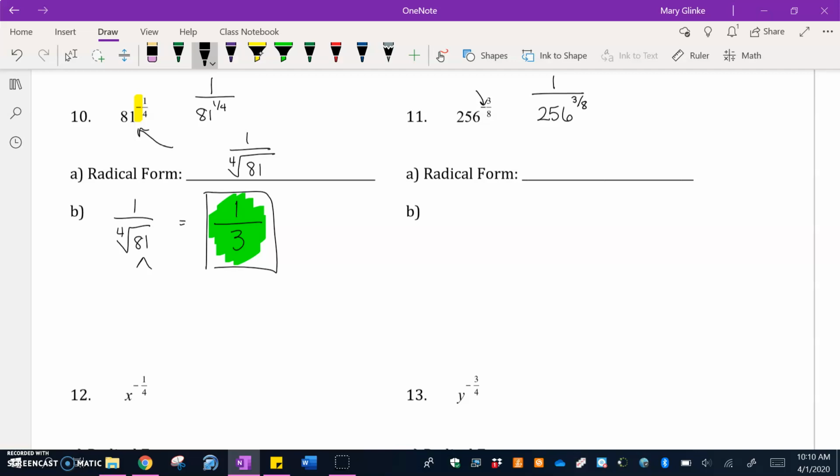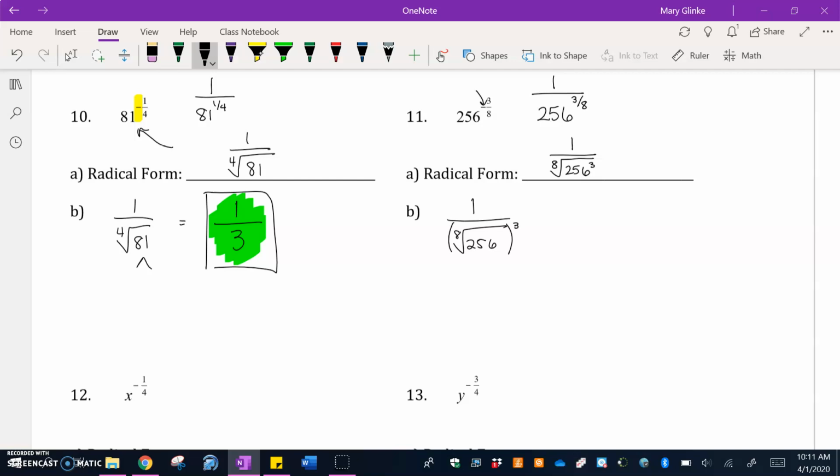Now that it's written like this, I can write this in radical form. So I'm going to have 1 over, the 8 is my index, so it's the 8th root of 256 to the 3rd power. And now I can simplify this. I'm actually going to do the 8th root of 256 first, figure out what that is, and then I'm going to cube it.